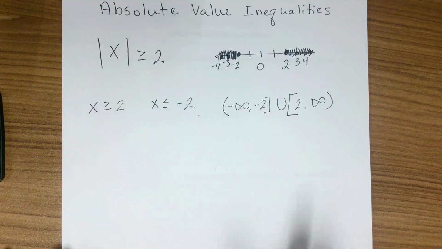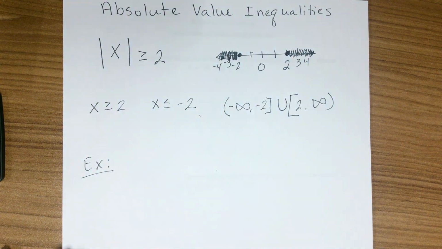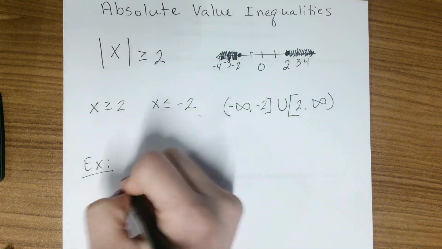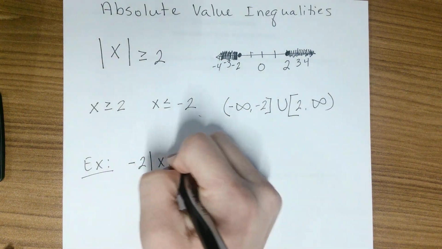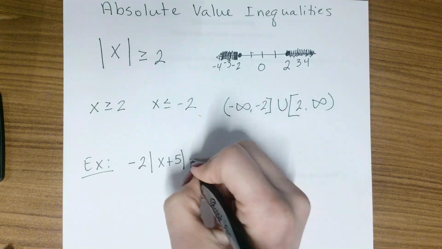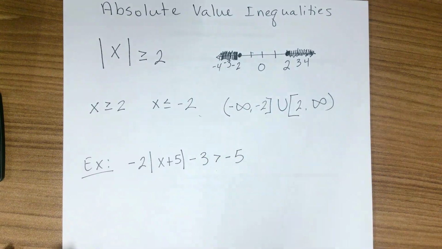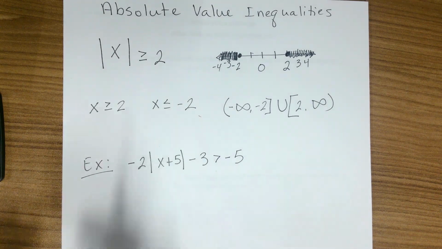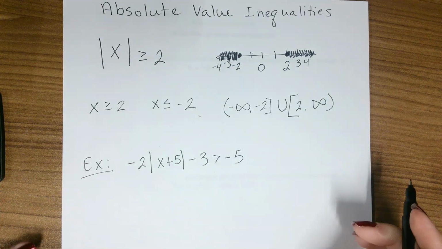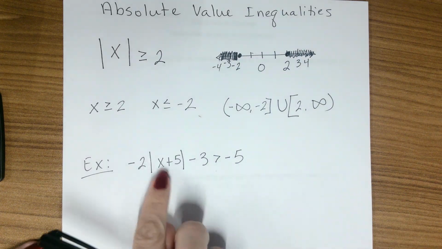So let's do one a little more beefed up. Let's say we have negative 2 times the absolute value of x plus 5, minus 3, is greater than negative 5. And I want to solve this absolute value inequality. Since it is an inequality, if I multiply or divide by a negative, the rule still applies that I flip the inequality symbol. But the first thing that I need to do is isolate the absolute value.